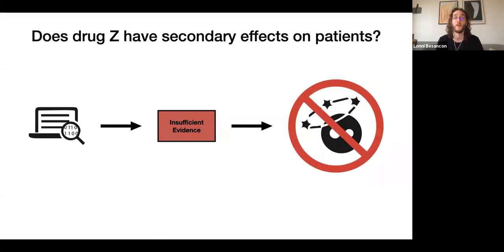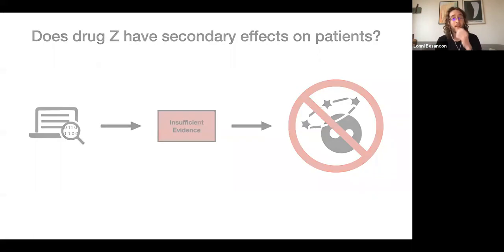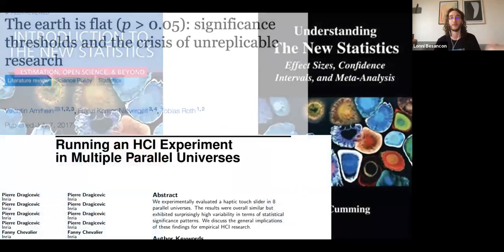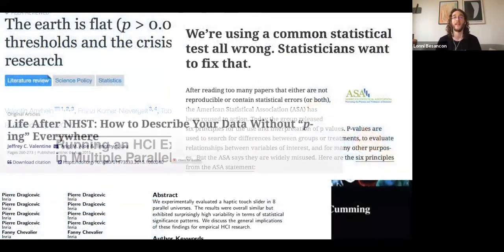But what if we change the question now to: does this drug have secondary effects on patients? Then we would just say that the drug is safe if we wrongly conclude there, and that could lead to problems. That actually happened a couple of years ago for an anti-inflammatory drug that led to heart problems in patients.